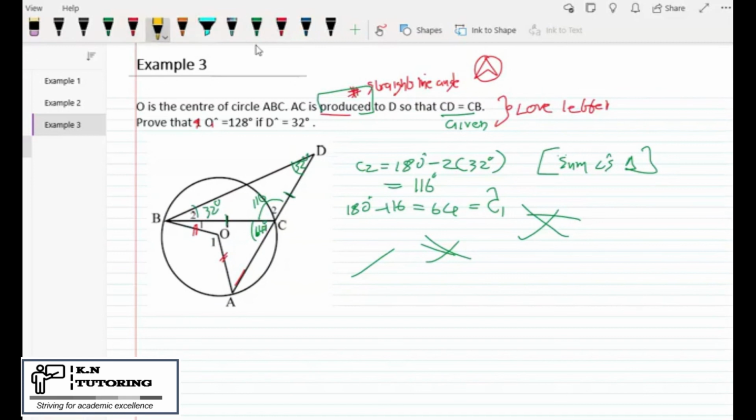Let's look at this. So this arc, and this is how you subtend an angle there. The same arc subtends an angle there. What do we know about this? Angle at center is twice the angle at the circumference. So if this is 64, it means this is twice 64. So it means this is 64 times 2. What is 64 times 2? 4 times 2 is 128. And we have proven what was being asked there.